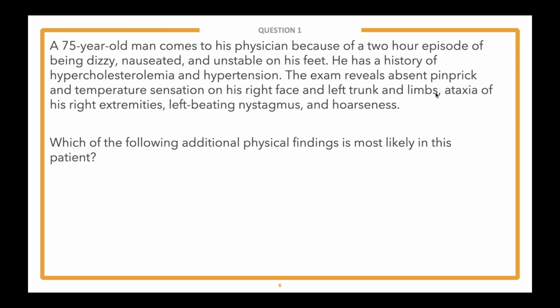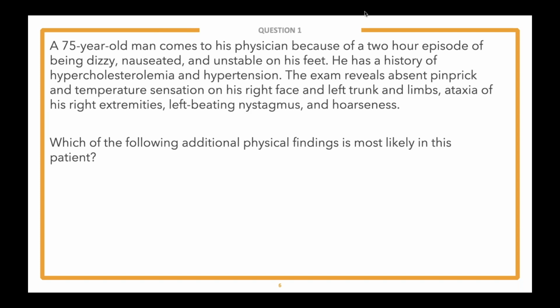A 75-year-old man comes to his physician because of a 2-hour episode of being dizzy, nauseated, and unstable on his feet. He has a history of hypocholesterolemia and hypertension. The exam reveals absent pinprick and temperature sensation on his right face and left trunk and limbs, ataxia of his right extremities, left beating nystagmus, and hoarseness. So, again, the question, which of the following additional physical findings is most likely in this patient?